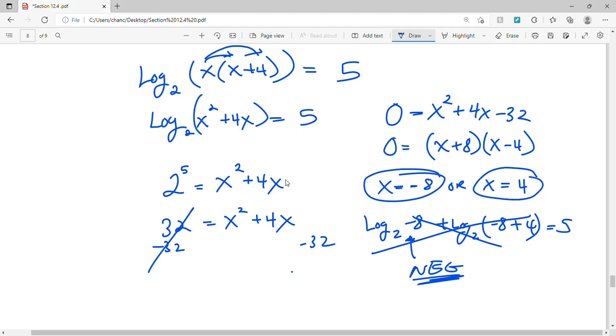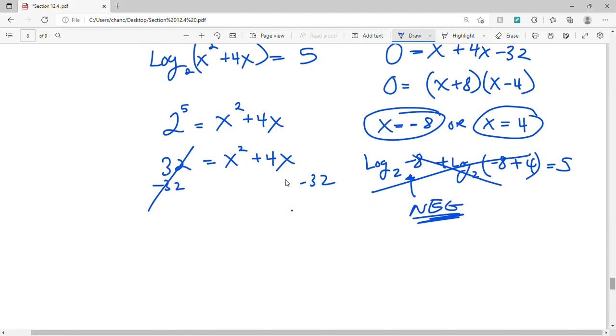So let's check 4. And again, we'll use the original problem. Log base 2 of 4 plus log base 2 of 4 plus 4, is that equal to 5?